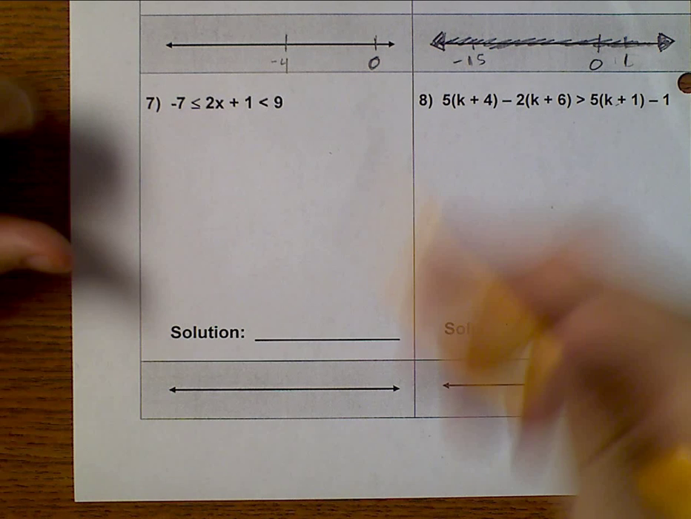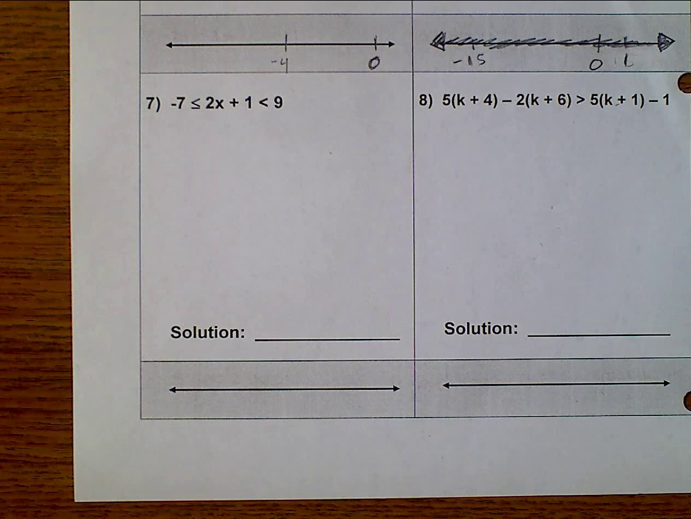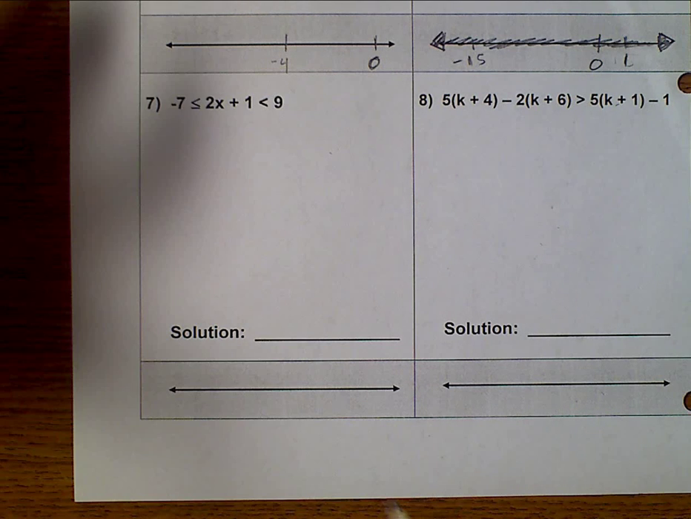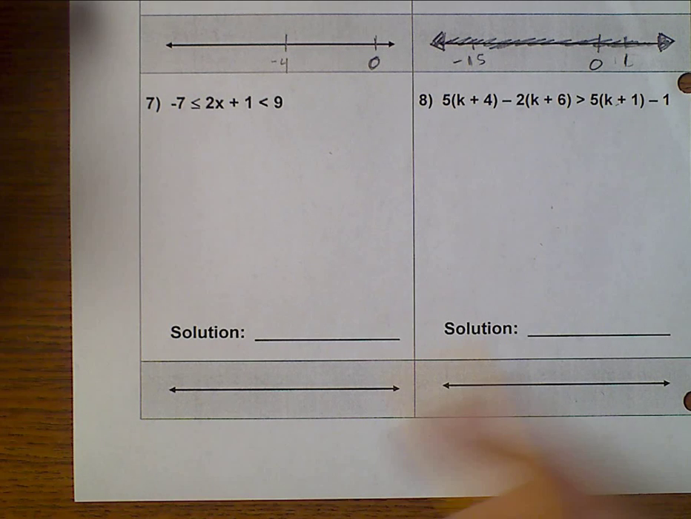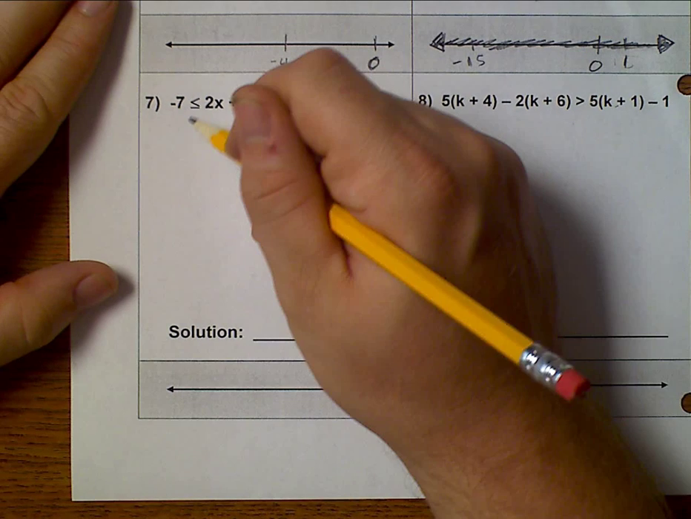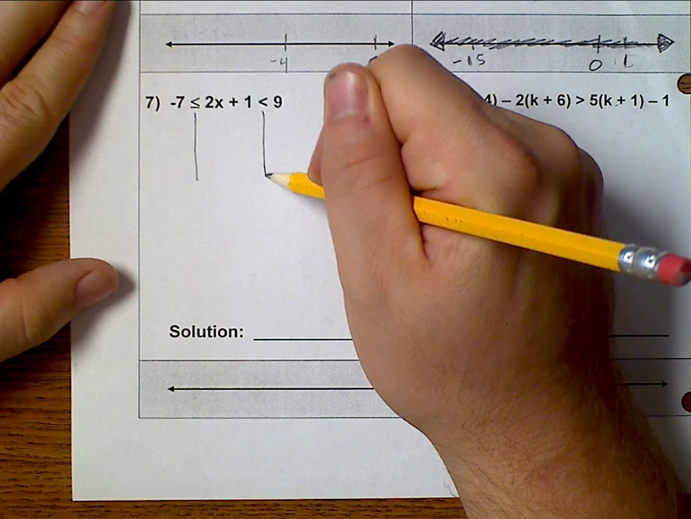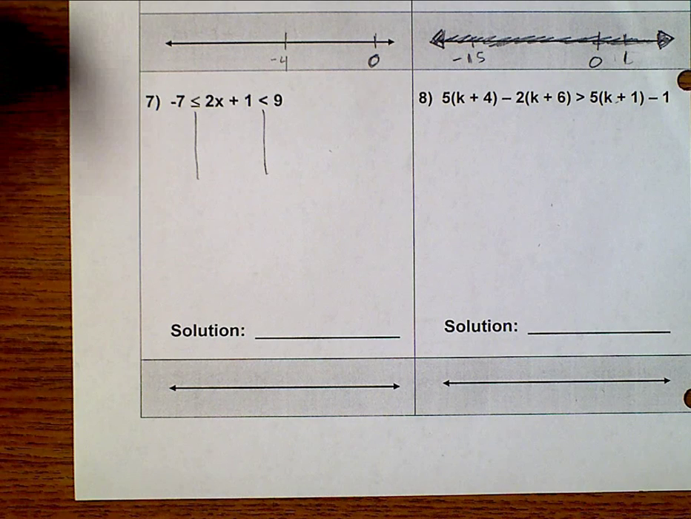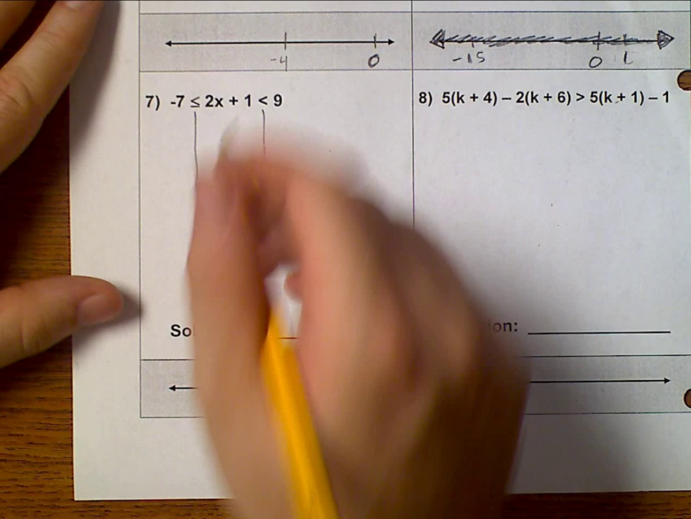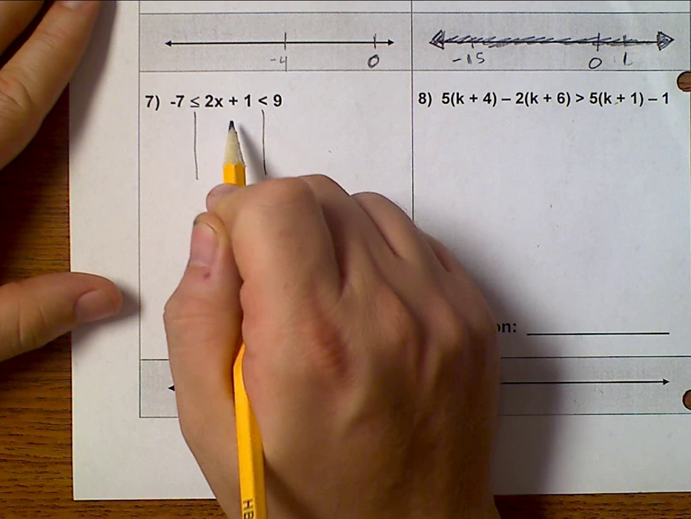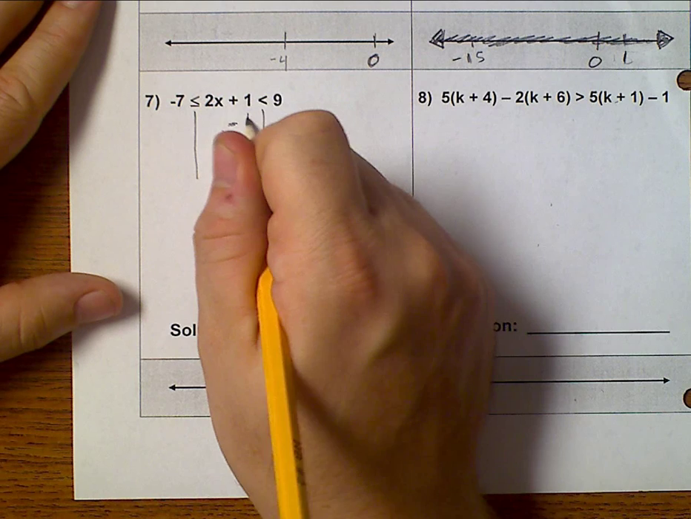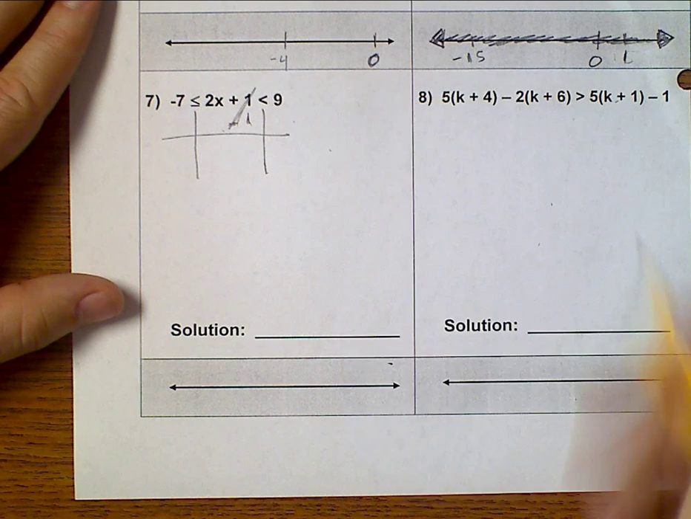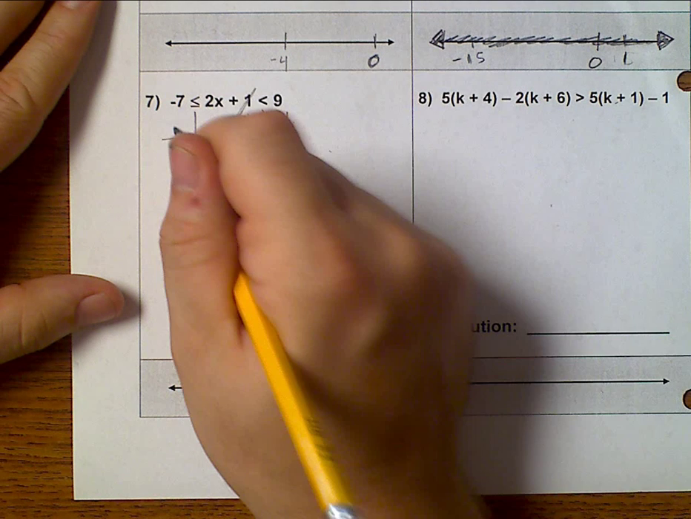Here we have an inequality, but it's got 2 signs. And so this is fine. There's a couple ways I can solve this. I can actually break this down into 2 separate inequalities, or I can solve it as 1. I'm going to show you how to solve it as 1 right now. The idea is that anything I do to one portion, I have to do to all 3. So if I subtract 1 to get rid of that 1, I need to do that over here and over here.